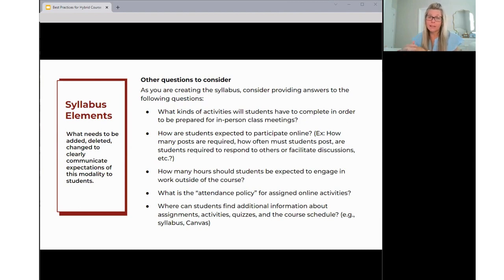For attendance, is there attendance daily? Is there attendance once a week? You need to think about your attendance policy. And then also let students know where they can find additional information. A lot of times that's in your syllabus or inside the LMS, in our case, Canvas.